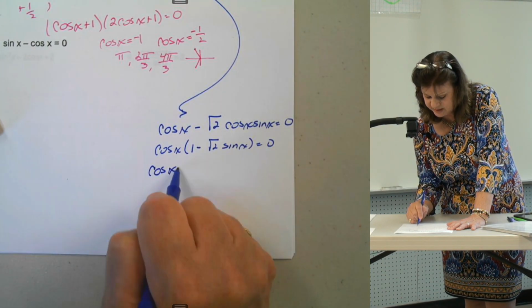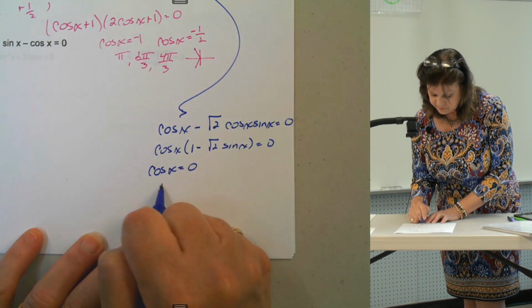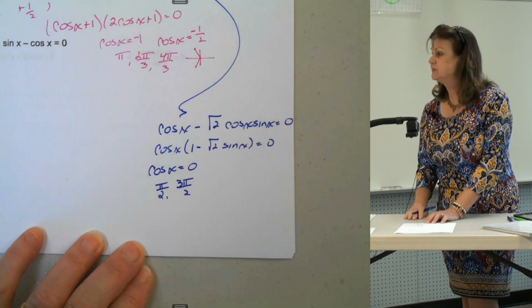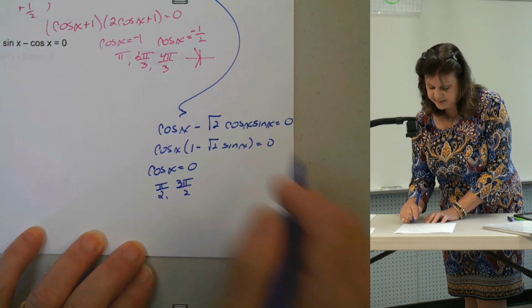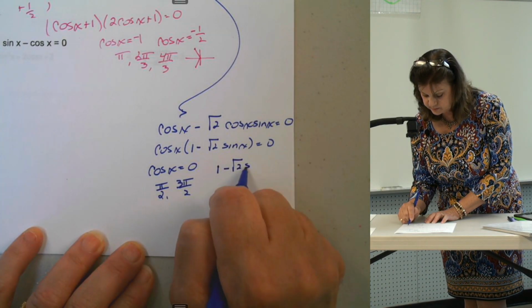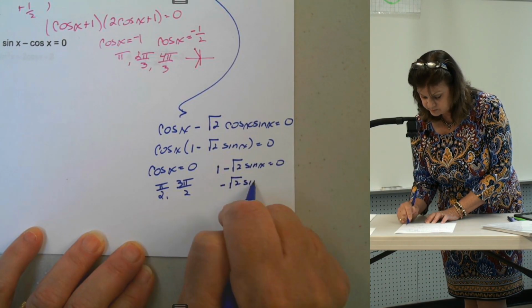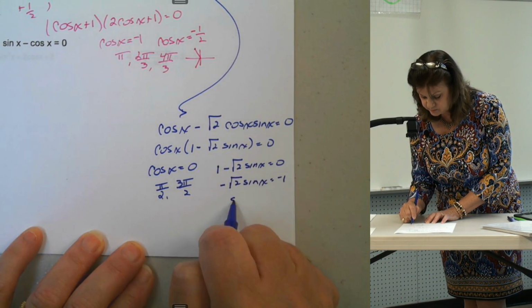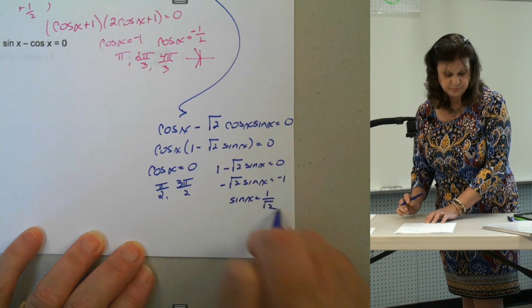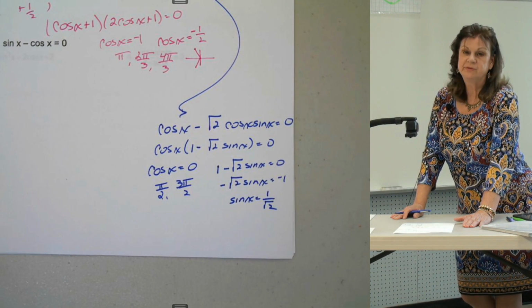Where does cosine x equal 0? Well, again, pi over 2 and 3 pi over 2. And the sine of some angle equals 1 over root 2.